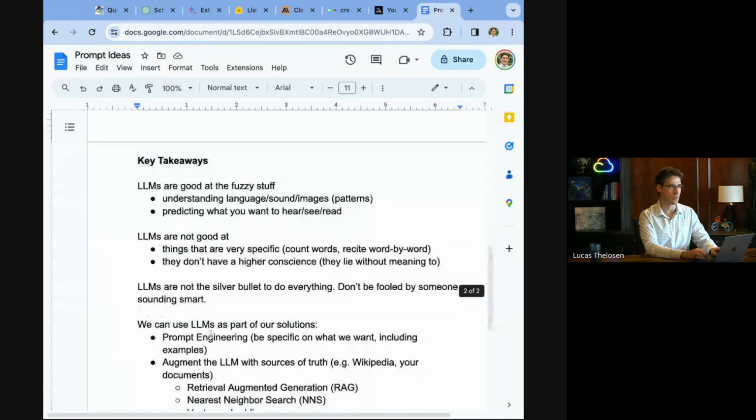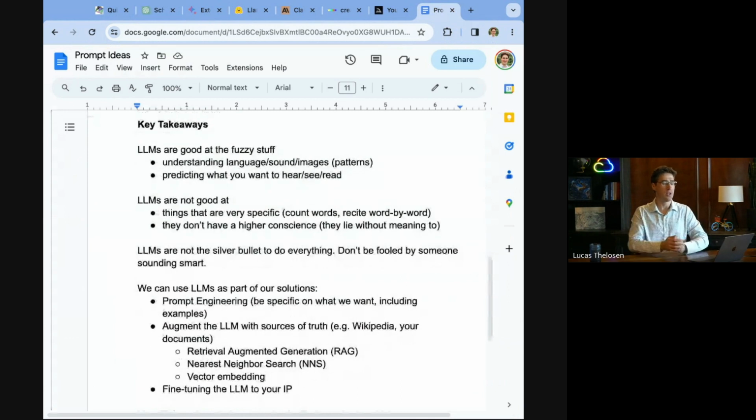So in summary then, what are the key takeaways here? LLMs are really good at the fuzzy stuff. They're great at understanding patterns, right? Language, sound, images, and then predict out what you want to hear. And again, they predict out what you want to hear. That means they're not necessarily good at what is true, what is really the ground truth. They're predicting what you want to hear.